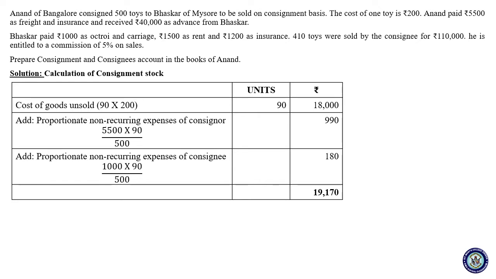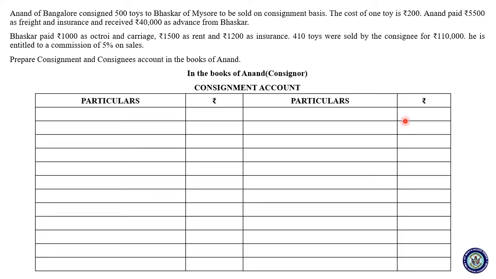So if you finished with this, then you would draw the lines for consignment account. So write the heading in the books of Anand, that is consignor, consignment account. Okay, so in the books of Anand, that is consignor, consignment account.